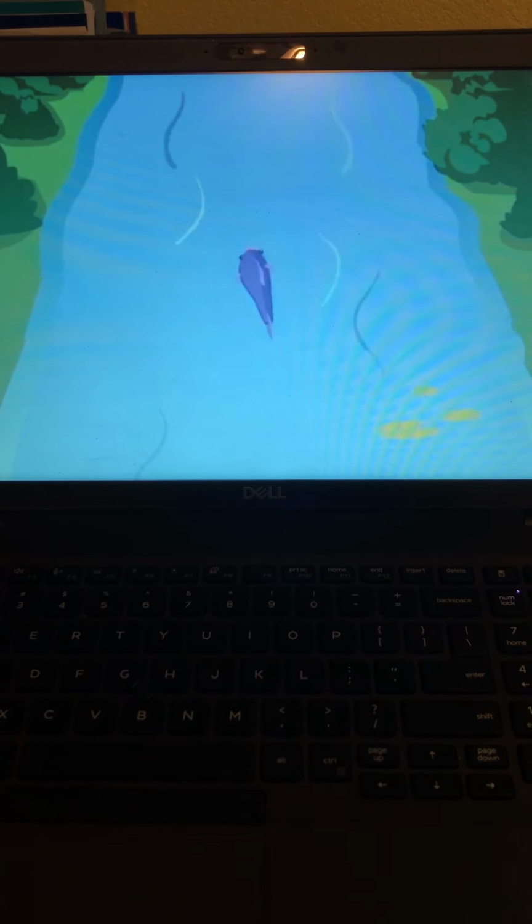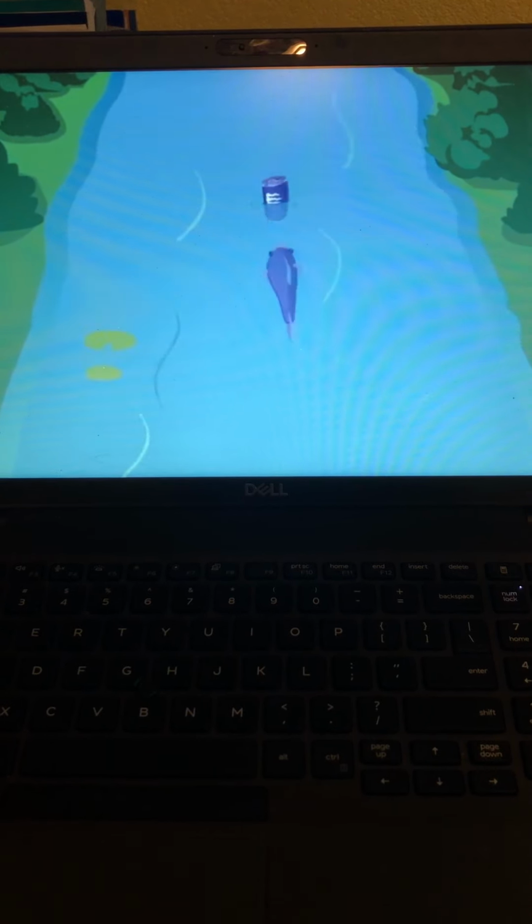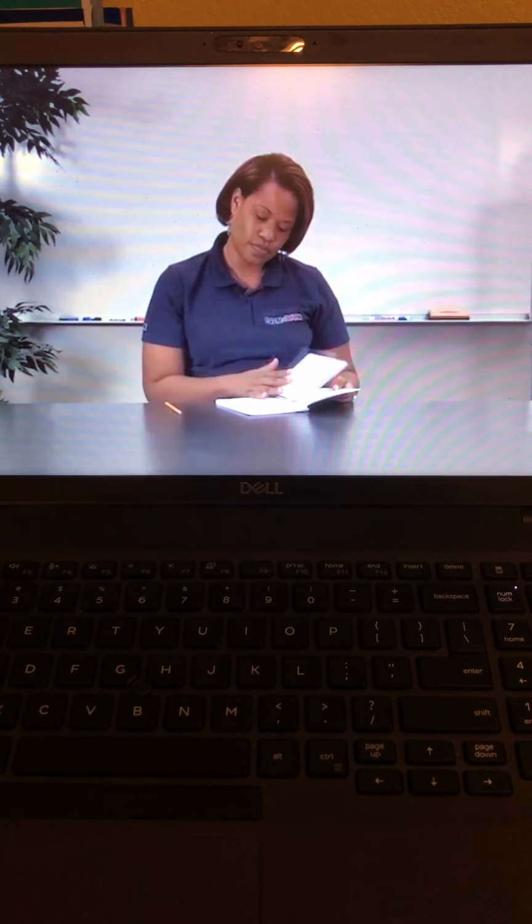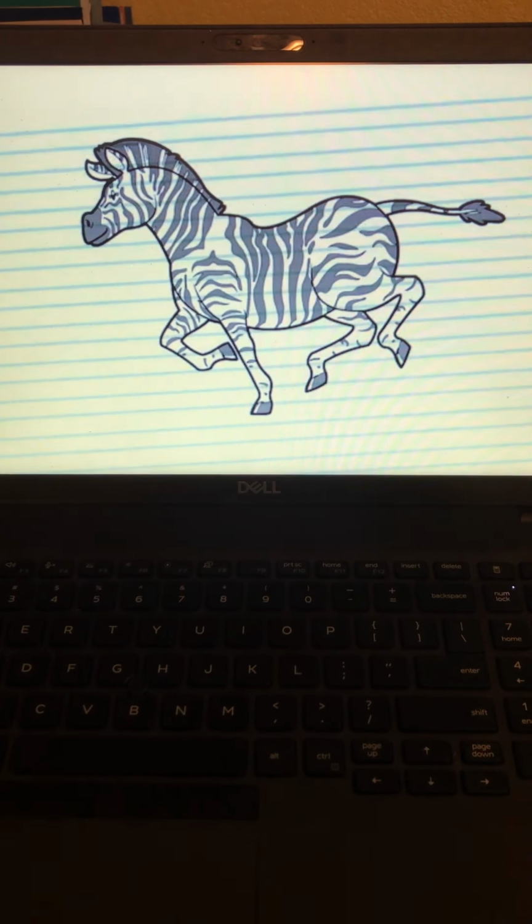I spent a long time watching them under the bridge. Most fish move their body and tail fins back and forth to get through the water. The other fins help them steer and balance. Let's see what else. Oh yeah, the African savanna exhibit. Zebras use hooves to run quickly and defend themselves.